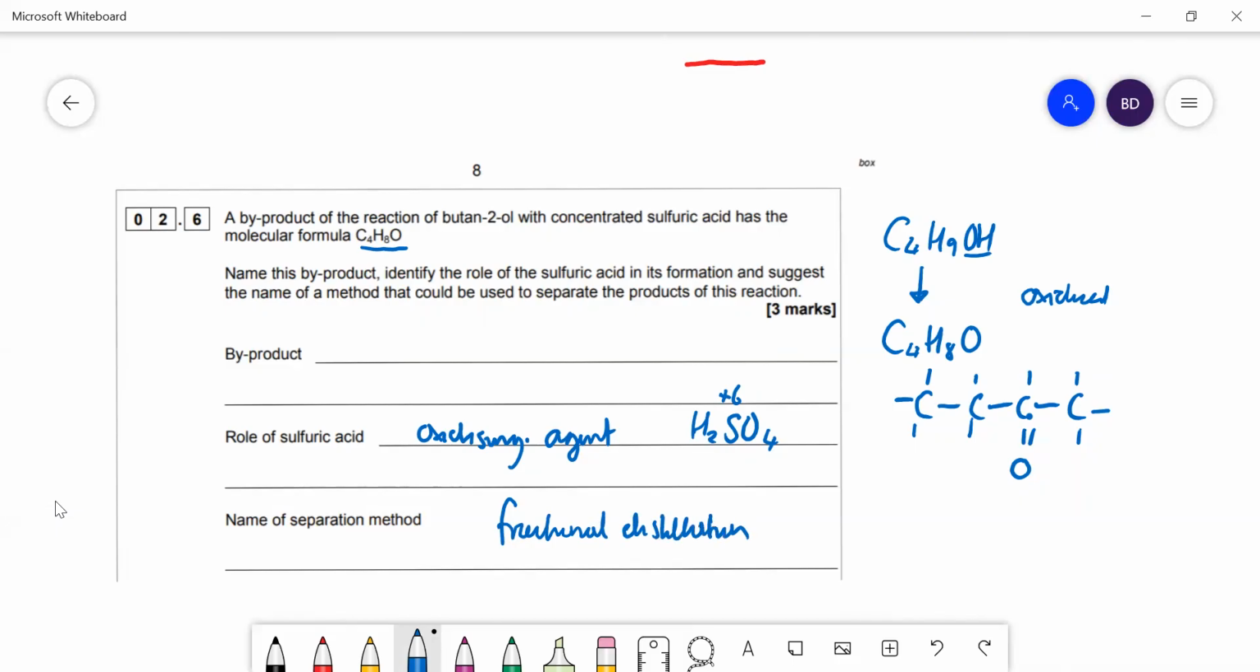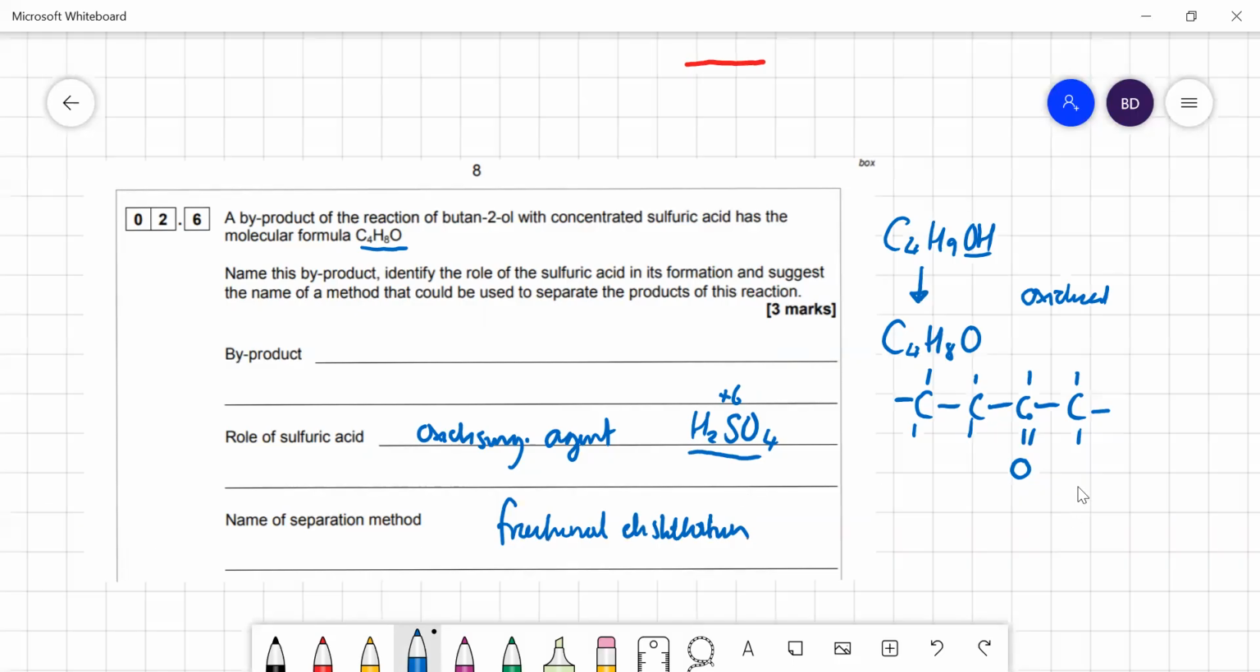The sulfuric acid acting as an oxidizing agent there is a little bit unexpected, really, because it's never mentioned on the organic specification at all that it would do that. But you've got to make the link where you have come across it acting as an oxidizing agent when it reacts with halides like iodine. And I think that is the next part of the question, actually. So let's have a look at that.